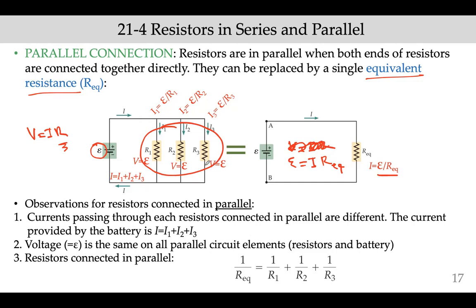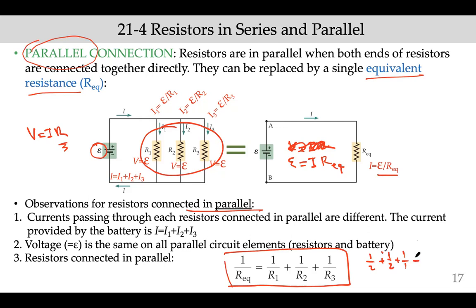Now, how do you calculate it? If the resistors are connected in parallel, again, we have rules. So for parallel connection, to calculate R equivalent, you have to use this formula. Let's say you have 2 ohms, 2 ohms, and 1 ohm. What you would do is 1/2 plus 1/2 plus 1/1.